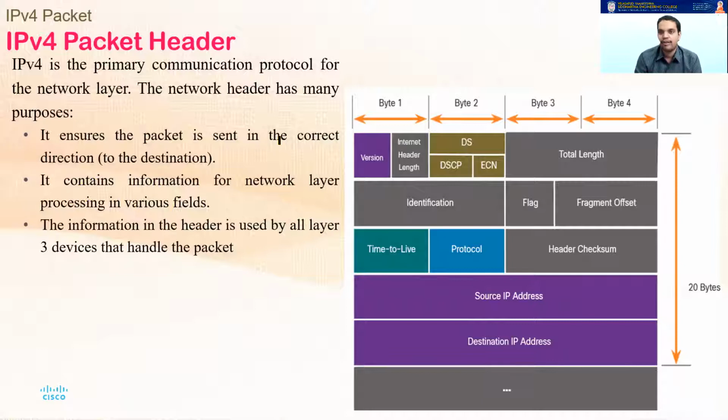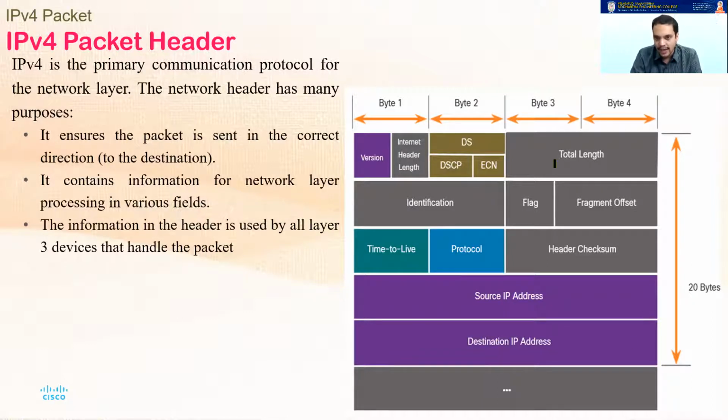Similarly, all that kind of information is now present within this header. Let me explain the different fields of the header here. The first field is called the version field. Please remember that the size of your IPv4 header is 20 bytes in length. 20 bytes is equal to 160 bits.